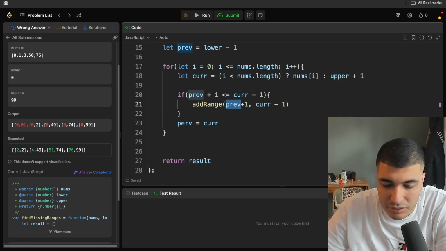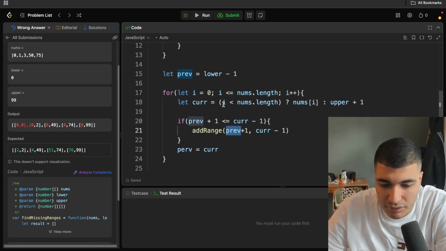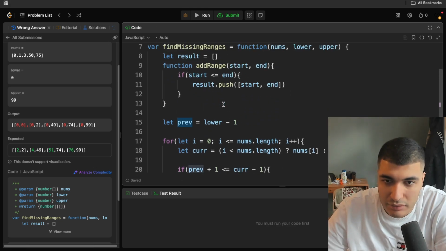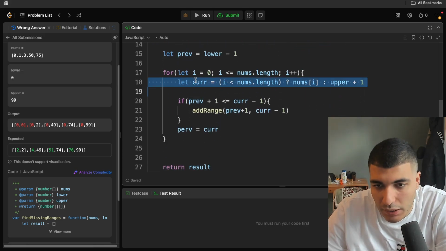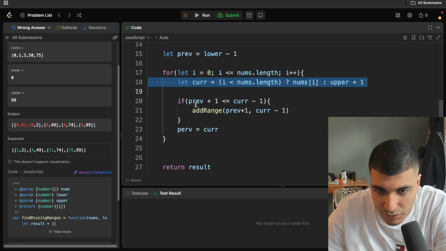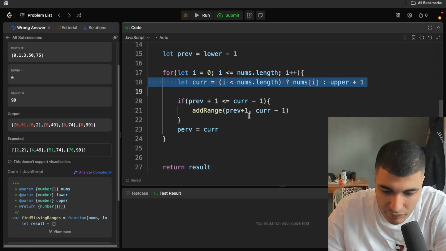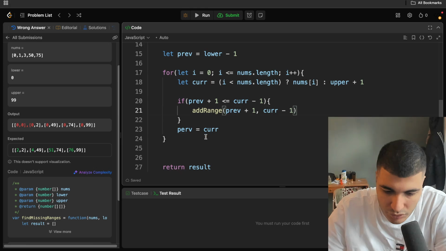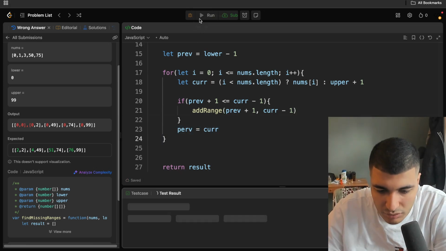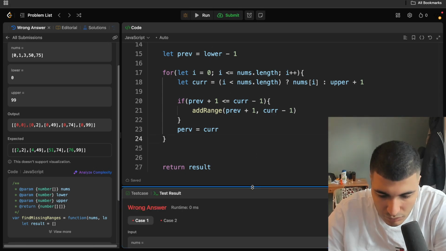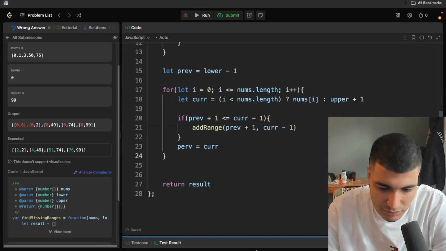So let previous equal lower minus 1. And here we have range start and end. If previous plus 1 is less than or equal to current minus 1, we add previous plus 1 and current minus 1 in the add range. And the previous should equal current. Let's see. Yeah, it didn't work on any case. This is not good at all.